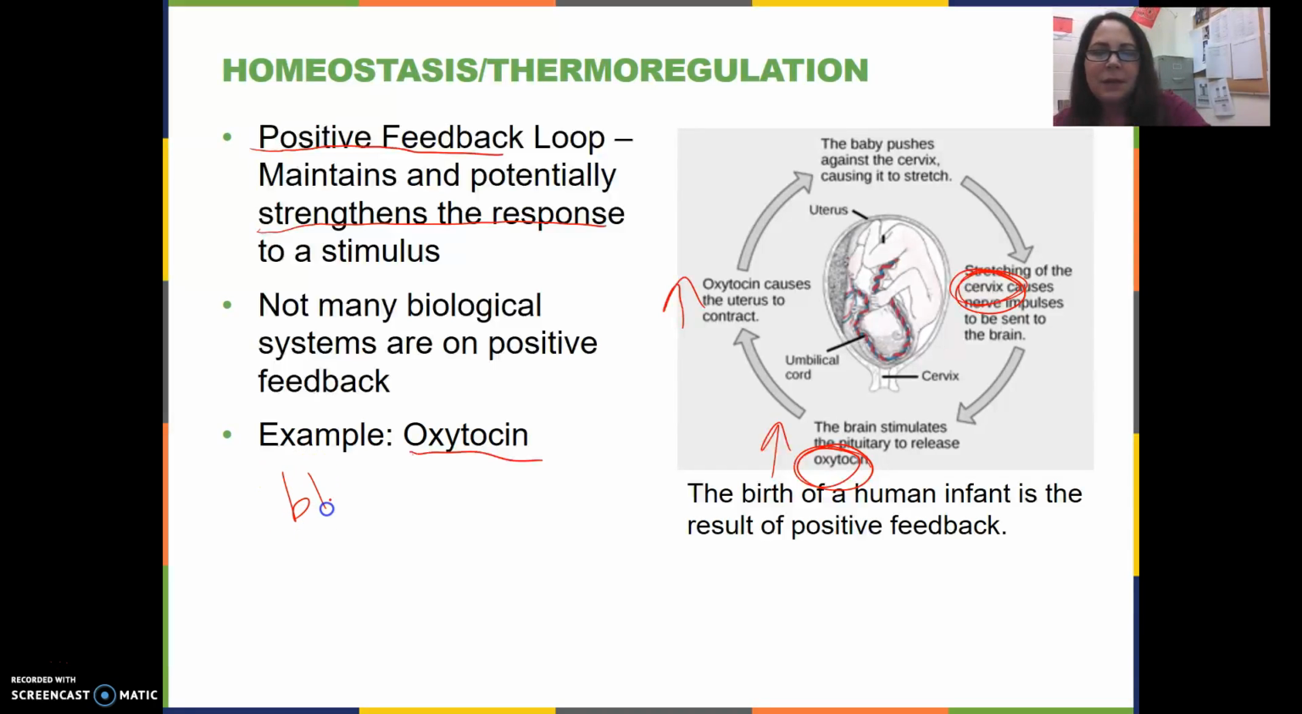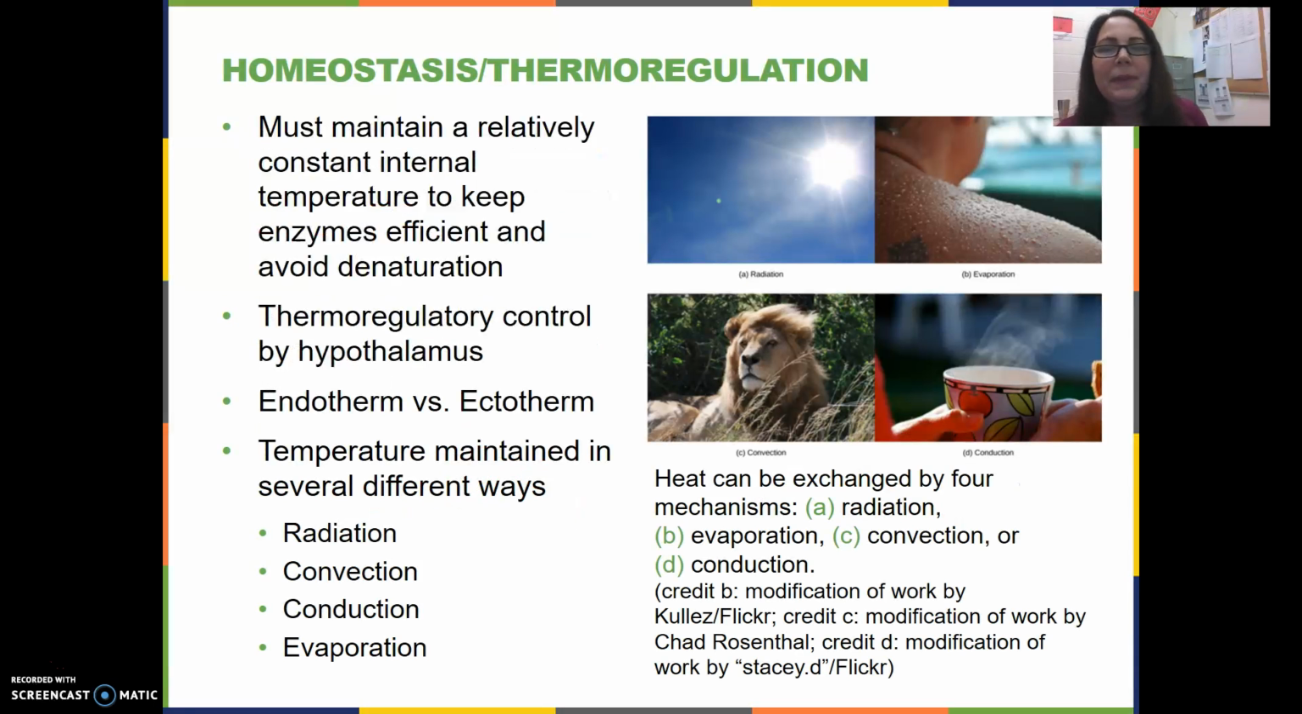Blood clotting is another example. The blood begins to clot, and then it releases clotting factors. It causes more clotting, causes the release of more clotting factors and more blood clotting until the clot is formed.